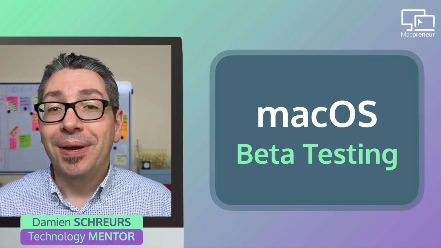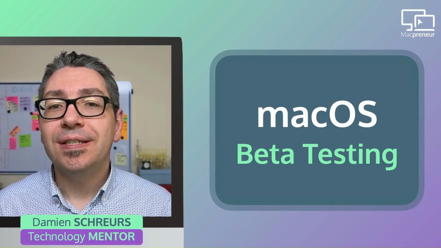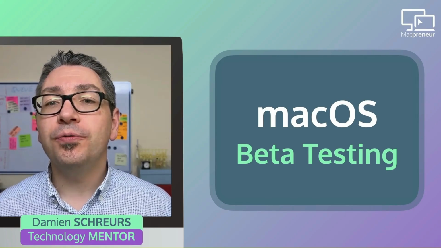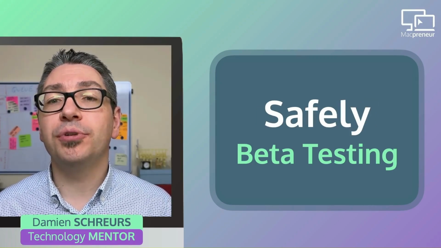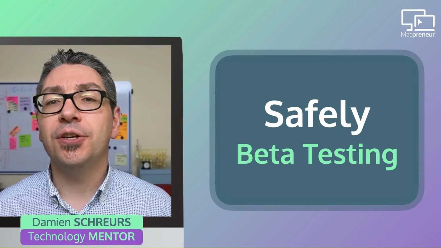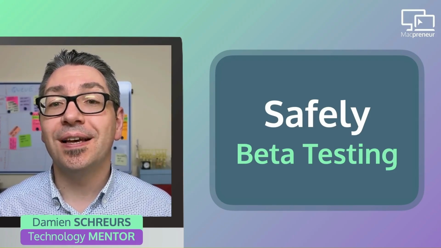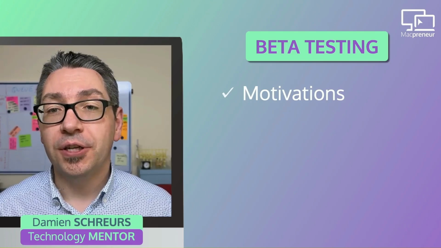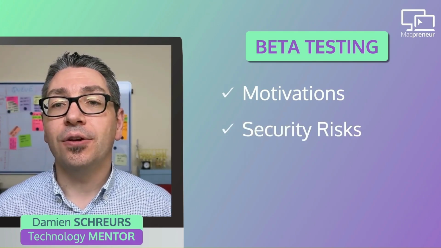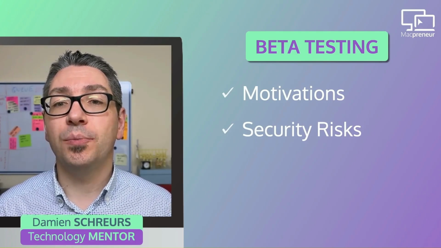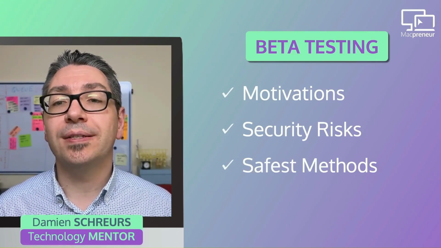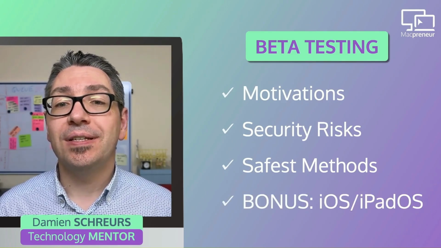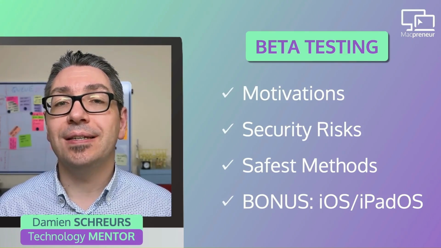Let's get started. Beta testing macOS before its official release can be tempting, especially with all the new features that Apple teases us with. However, doing so without proper precautions can negatively impact the security and functionality of your solopreneur business. So how can you safely test it out? In this episode, we'll explore the motivations behind beta testing macOS, then understand the security risks that you might expose yourself to, and discuss the safest methods to test them without compromising your business. Stick around till the end as I will discuss how to safely beta test iOS and iPadOS too.